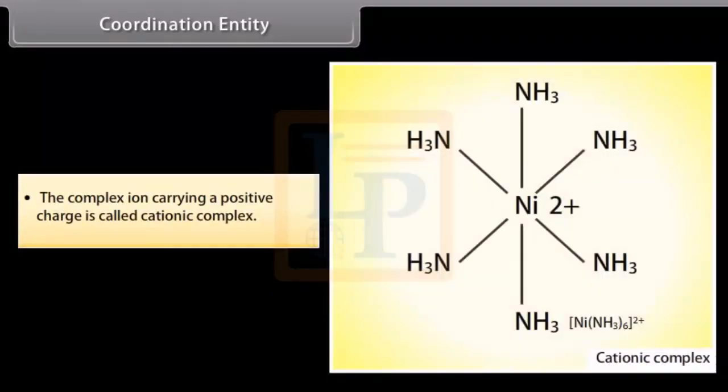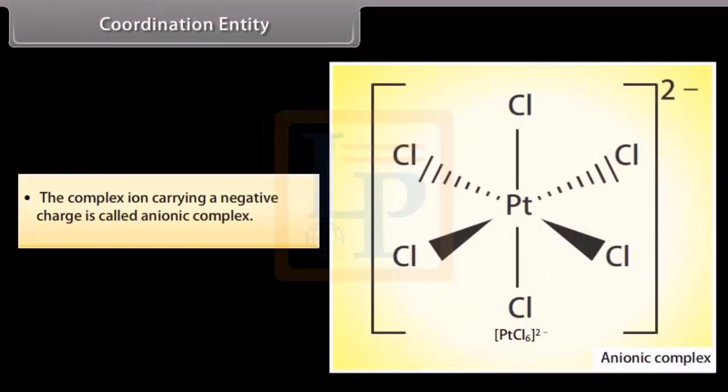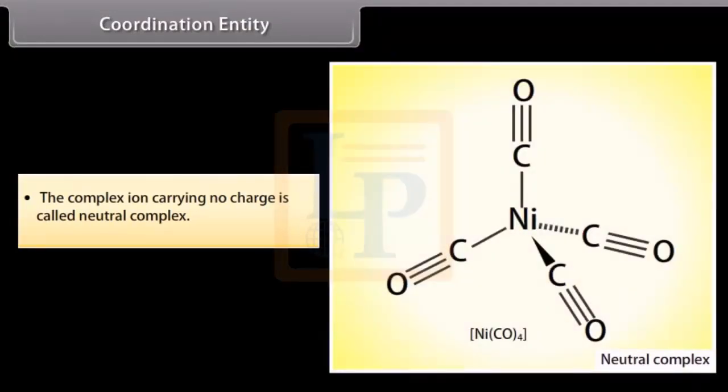The complex ion carrying a positive charge is called cationic complex. For example, [Ni(NH3)6]2+. The complex ion carrying a negative charge is called anionic complex. For example, [PtCl6]2-. The complex ion carrying no charge is called neutral complex. For example, Ni(CO)4.